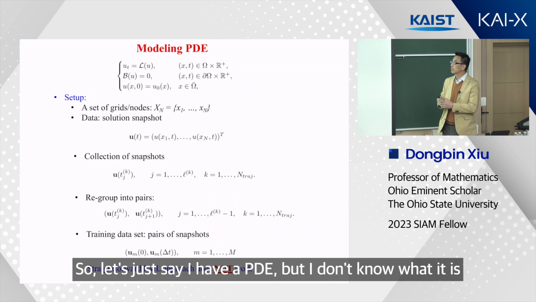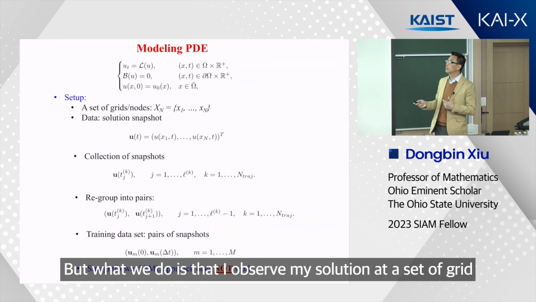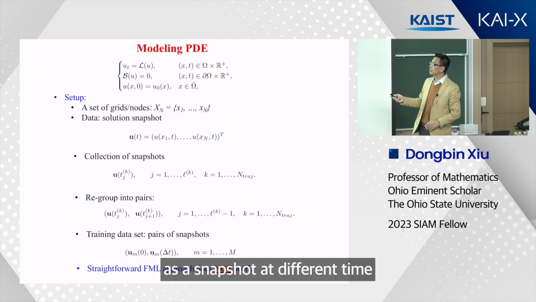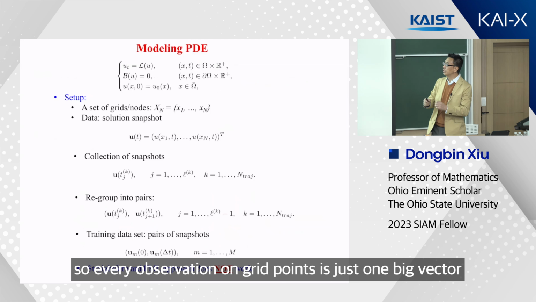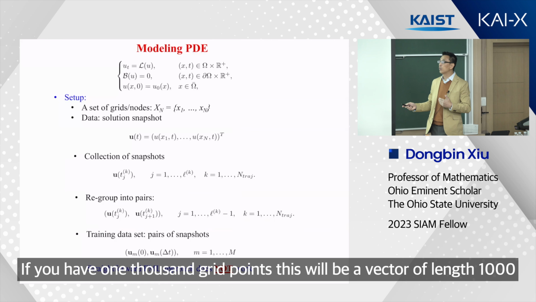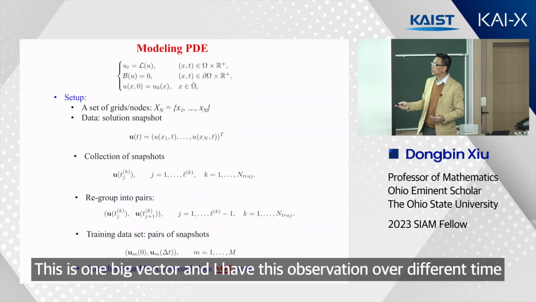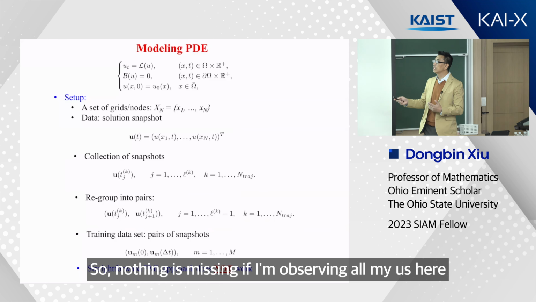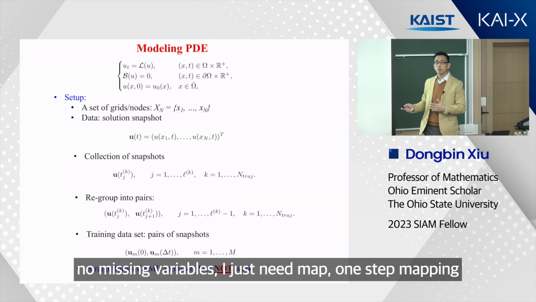What about PDE? Just a few moments, right? So let's just say I have a PDE, but I don't know what it is. What we do is observe my solution at a set grid, as we always do. Suppose you have finite difference, you observe your solution at these grid points as a snapshot at different times. So every observation on grid points is just one big vector. If you have 1,000 grid points, this will be a vector of length 1,000. Right? It's just one big vector, and I have this observation over different times. That's my trajectory. It's exactly the same setting as a dynamic system. So nothing is missing. If I'm observing all my u's here, no missing variables.